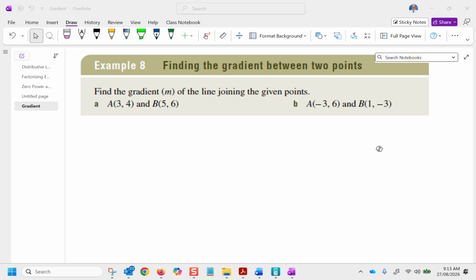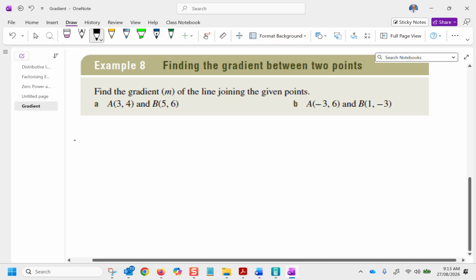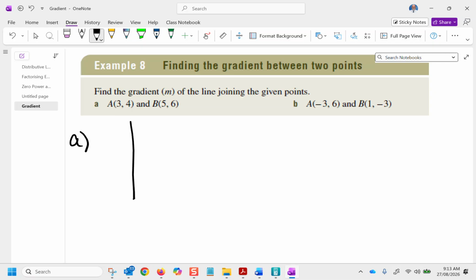Hi everyone, welcome back to the second lesson on gradient. So this time we have not been given diagrams, we've been given coordinate points, which means we need to draw our own diagram, don't we?